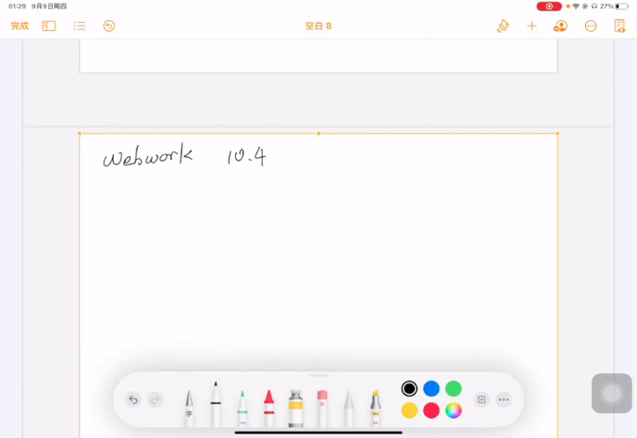Okay, the first one is: for what values of x does the series, n from 0 to infinity, of x over 9 to the n converge?